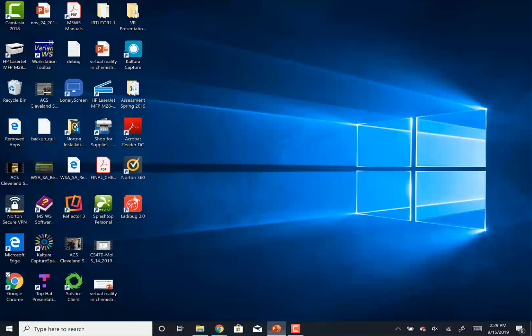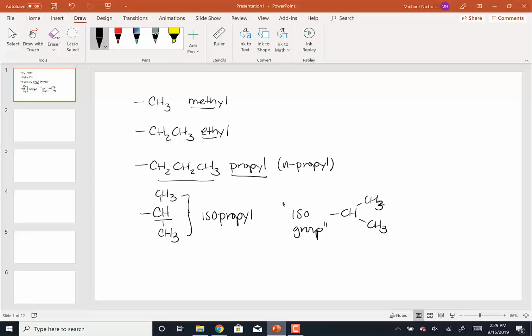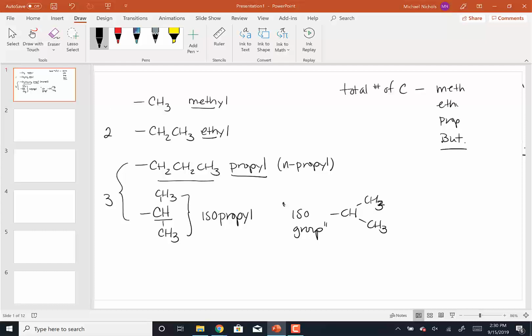So one of the things you'll see with the names is that the total number of carbons always gives you whether it's a meth, eth, prop, but, etc. So when you count up the total number of carbons in the alkyl group, that's what tells you whether you have methyl, propyl, butyl, etc. So there are 2 3-carbon groups. There's only 1 2-carbon group and only 1 1-carbon group.